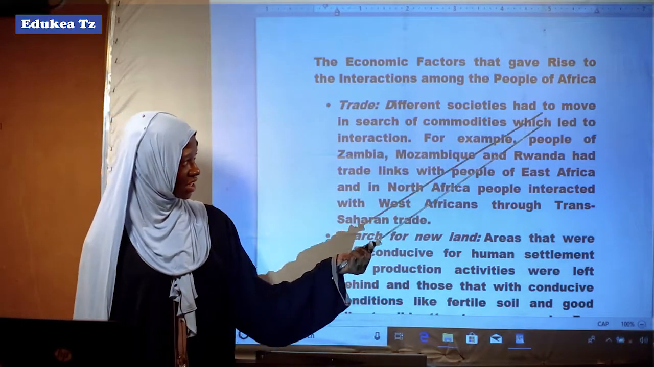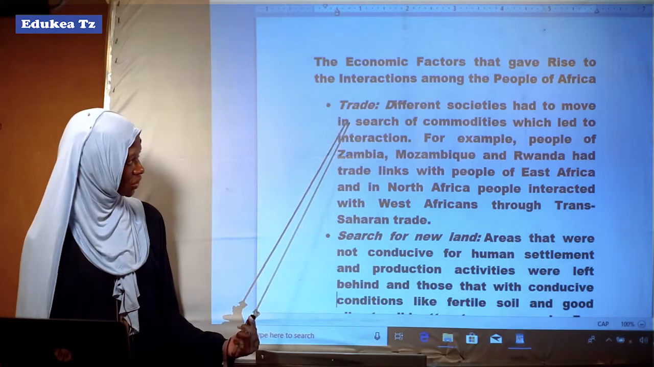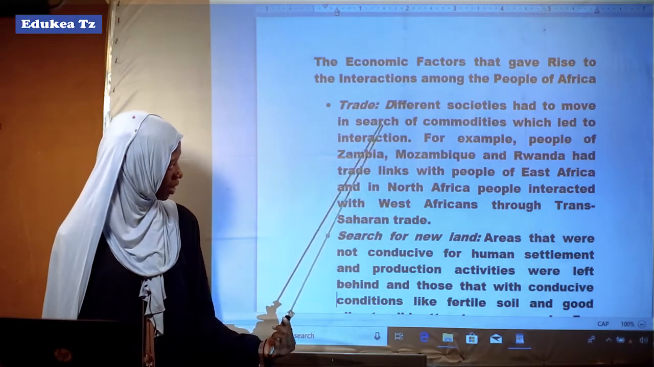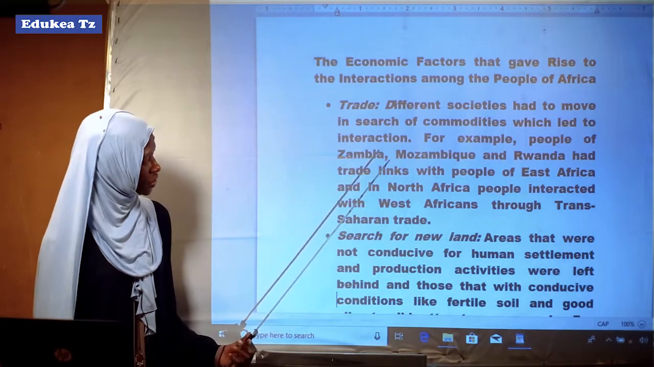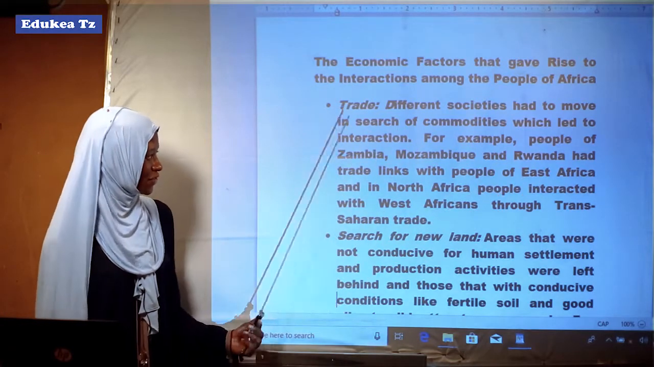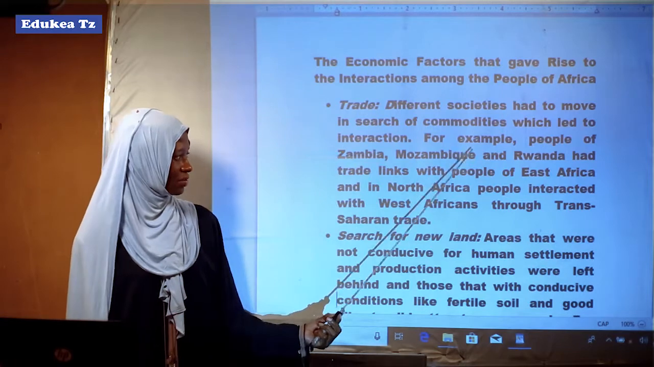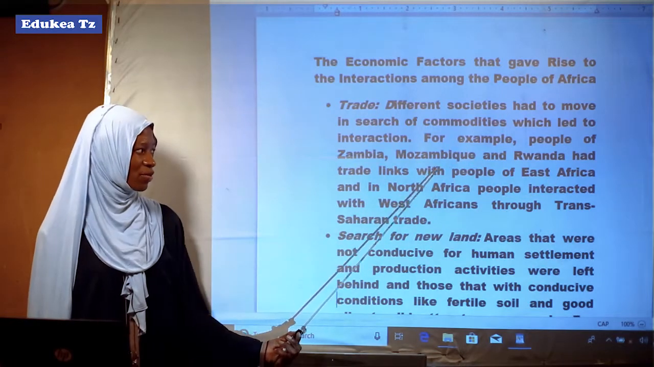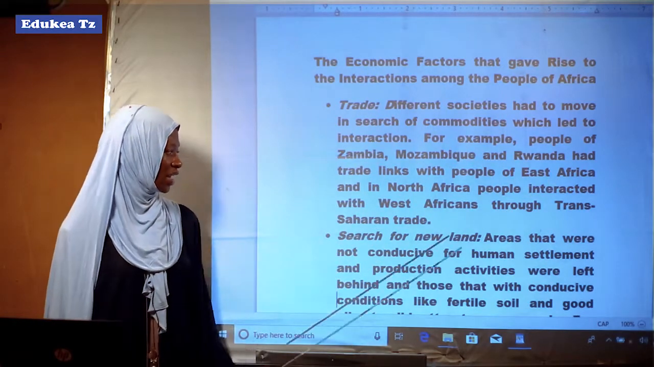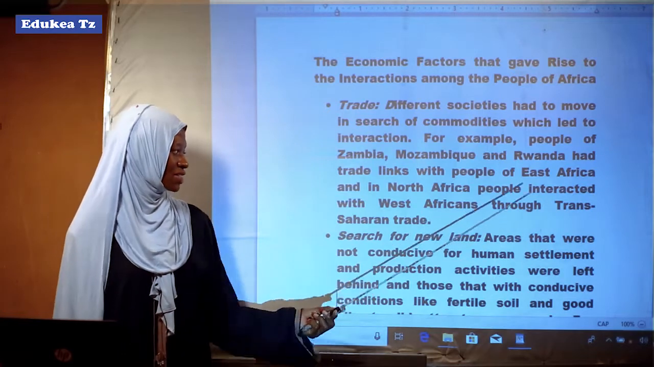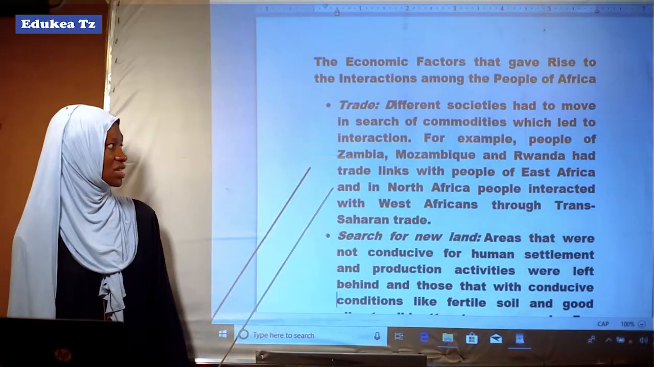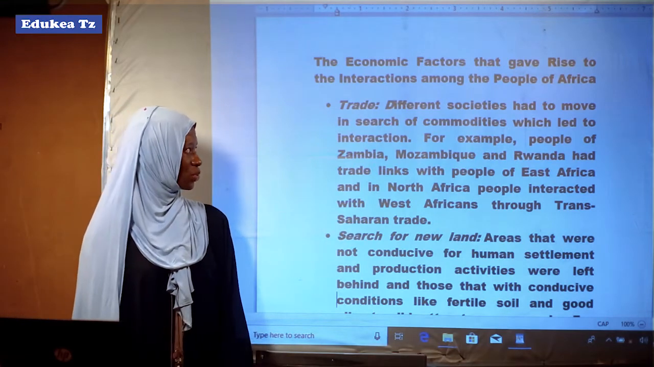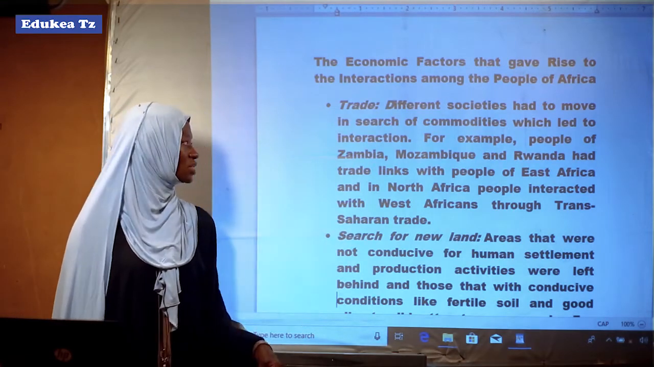Different societies had to move in search of communities, which led to interaction. For example, people of Zambia, Mozambique, and Rwanda had trade links with people of East Africa, and in North Africa, people interacted with West Africans through trans-Saharan trade. As you know, trade means buying goods and selling goods.